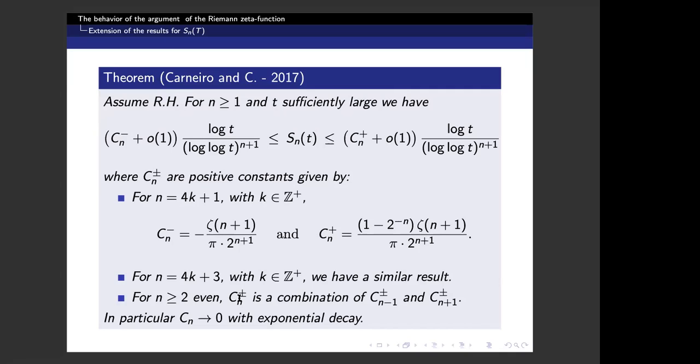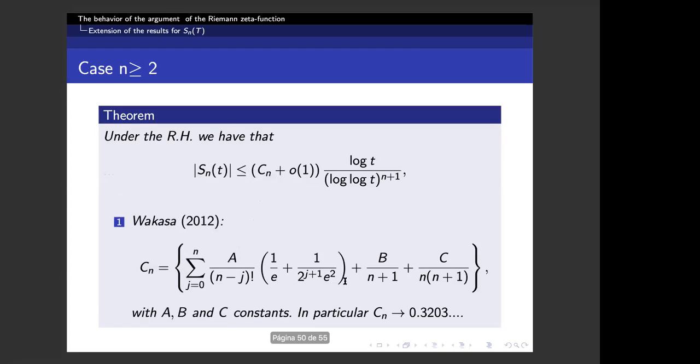This is because we can obtain information about S_2 using the bounds for S_1 and S_{-1}. Here it is similar. If you want to obtain bounds for S_2, you need to use the bounds for S_3 and S_1, because we are defining S_n as the primitive of S_{n-1}. This constant is very nice because now this constant C_n goes to 0 with exponential decay. So we improve the result of Wakasa here.